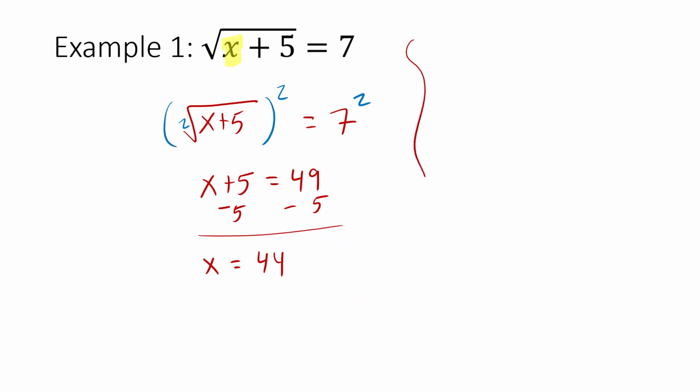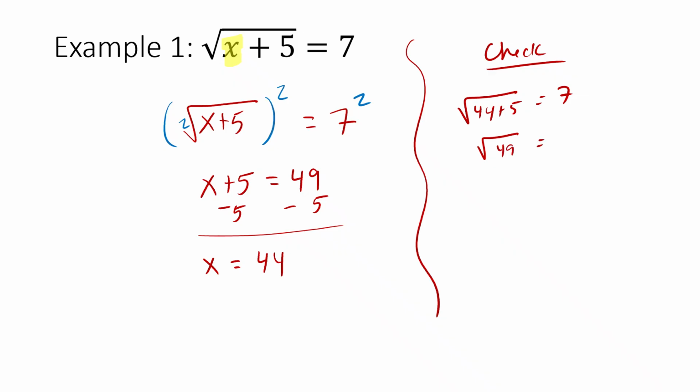Now, if you wanted to check it, this would be our check. We would take that 44 and plug it in. 44 plus 5 is 49, and the square root of 49 is 7. And of course, 7 equals 7 is a true statement. Therefore, I know that 44 is the solution. It is the value of the variable that makes that equation true. Okay, that's a pretty basic radical equation.